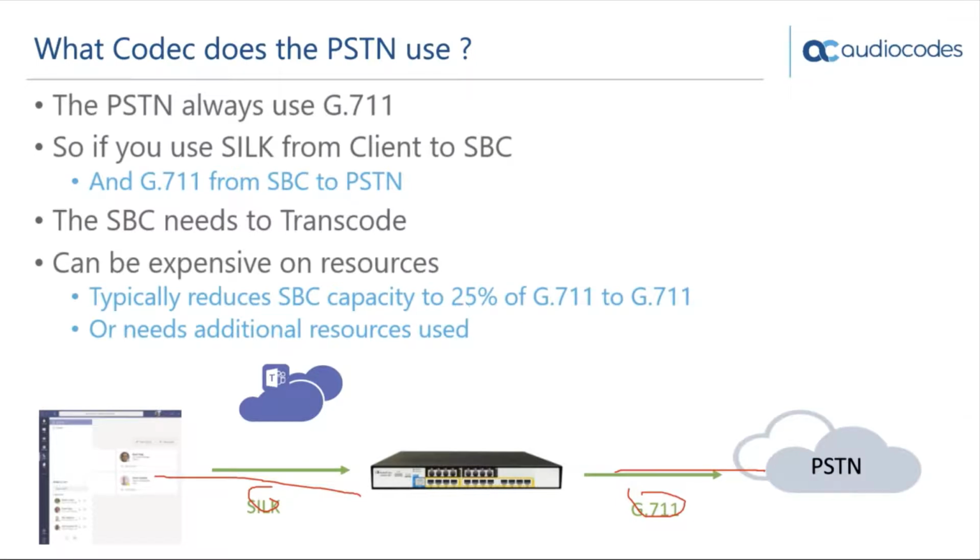So if you had an SBC that could handle 400 calls, if you turn on transcoding, it may well go down to 100 calls, for example. So you get a quarter of the capacity. Or if you're using a software SBC in Azure, you might need to go up 3 or 4 virtual machine sizes to keep the same capacity you had before. So transcoding is useful, but it's very heavy on resources.